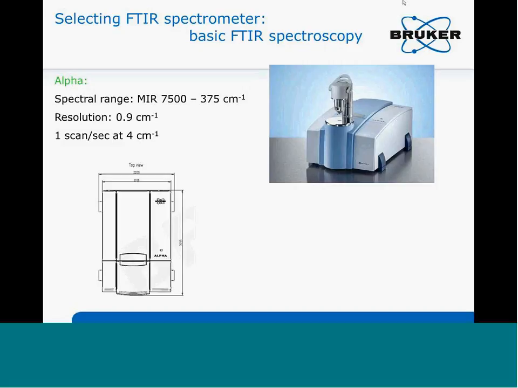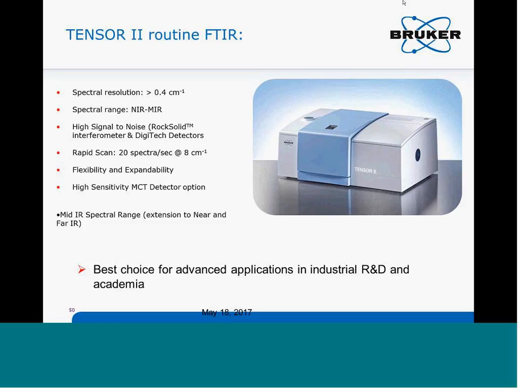The simplest one is called Alpha. It's a small benchtop instrument. Small doesn't mean it's not the best, so the signal to noise is excellent for this. Spectrum range is 7500 to 375 wave numbers. You can do even kinetics with this, 1 scan per second with this instrument. This is for the analytical QC control lab or material identification lab.